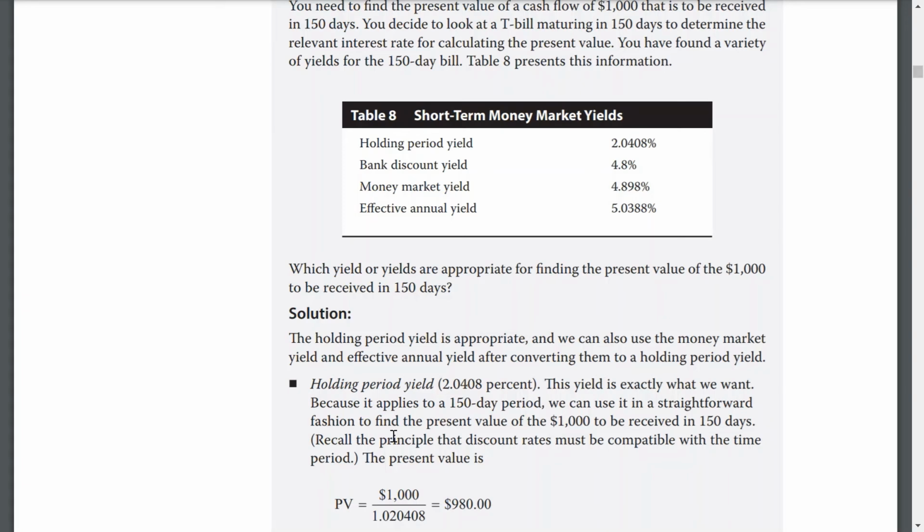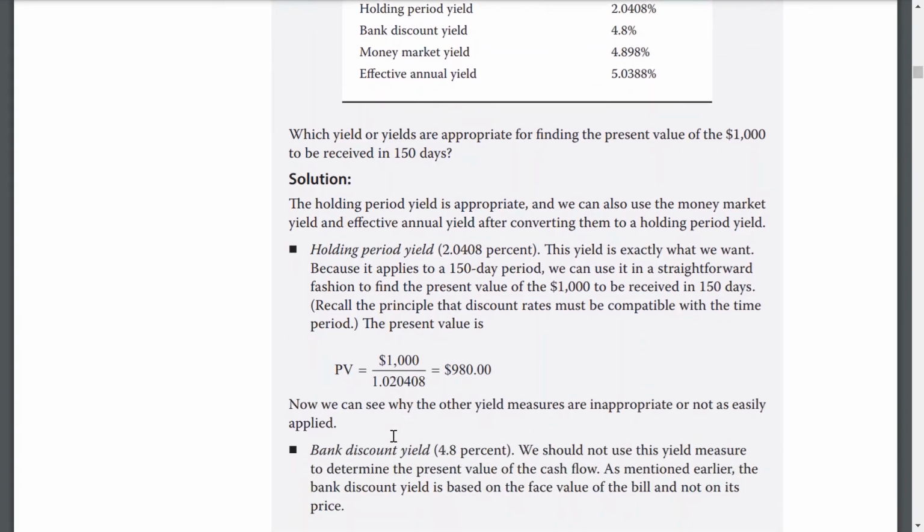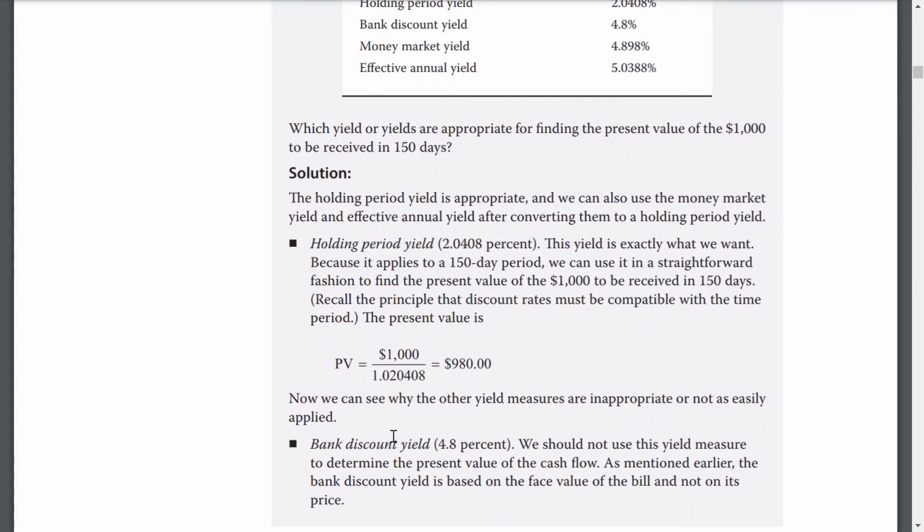Solution: the holding period yield is appropriate, and we could use the money market yield and effective annual yield after converting them to a holding period yield. Holding period yield of 2.0408%. This yield is exactly what we want because it applies to 150-day periods. We could use it in a straightforward fashion to find the present value of the $1,000 to be received in 150 days.